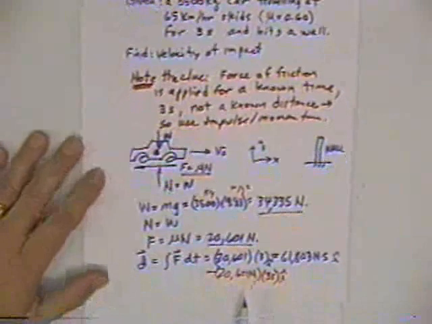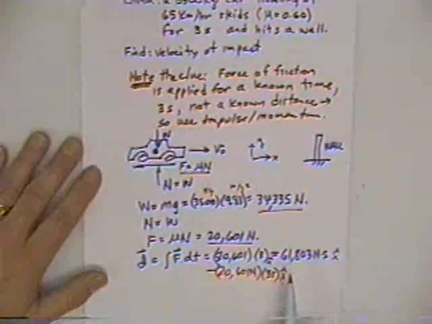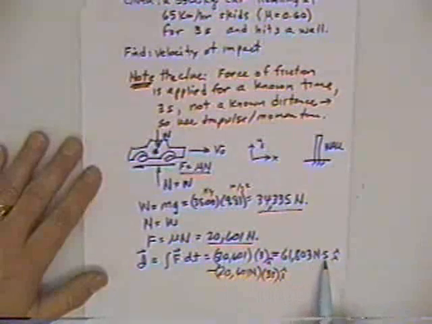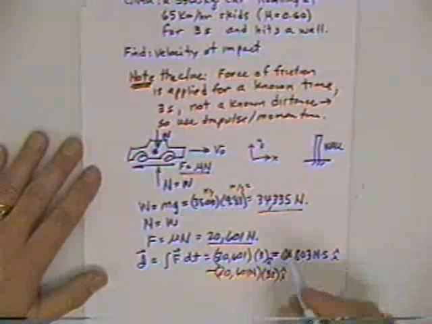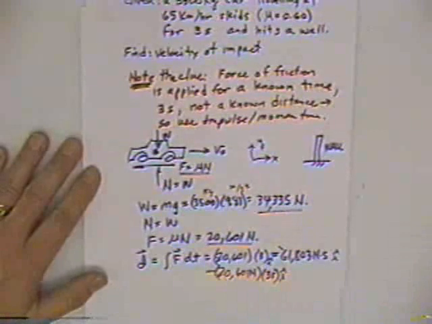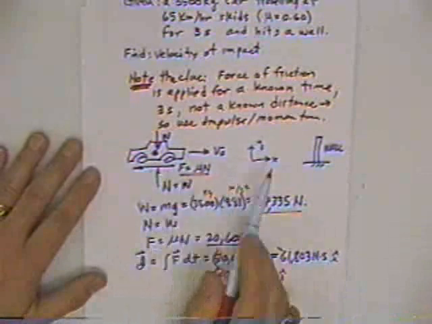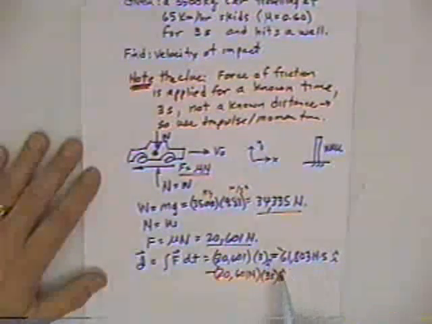So I've got an impulse that's negative 61,800 newton seconds in the I direction. Left off my minus sign. Better put it in there. Okay. That's the impulse. Therefore, the momentum of the car, which is originally in the positive x direction, is going to be reduced by this much right here.